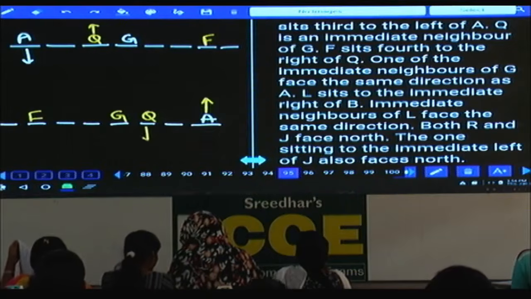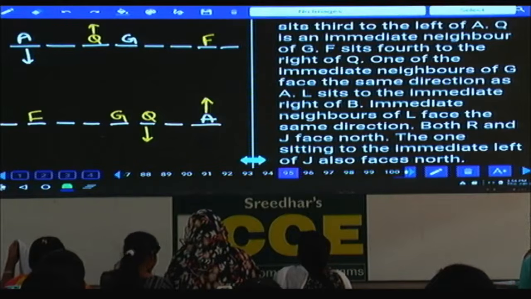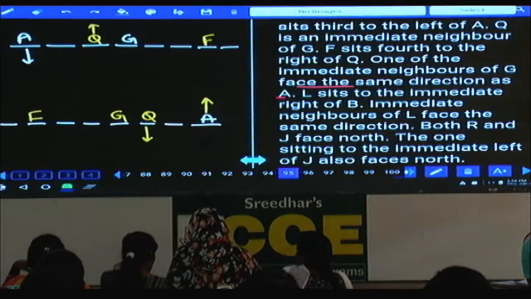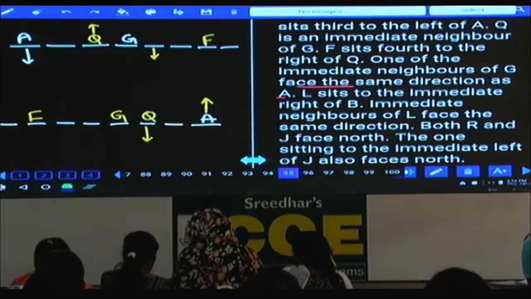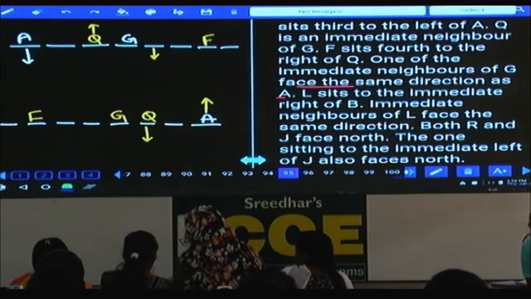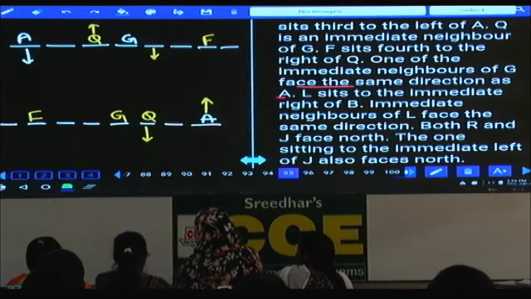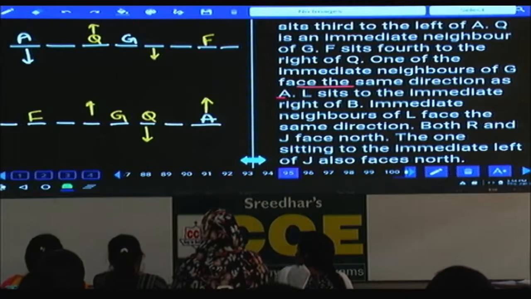Q is 4 to the right, and F is 4 to the right of Q. Q is facing south. Next, one of the immediate neighbors of G faces the same direction as A. A is facing south in the first case. One of the immediate neighbors of A, the other person, must be facing south. Here, one of the immediate neighbors of G is facing, now here A is not, this person must be facing north. One of the immediate neighbors of A is facing the same direction as A.